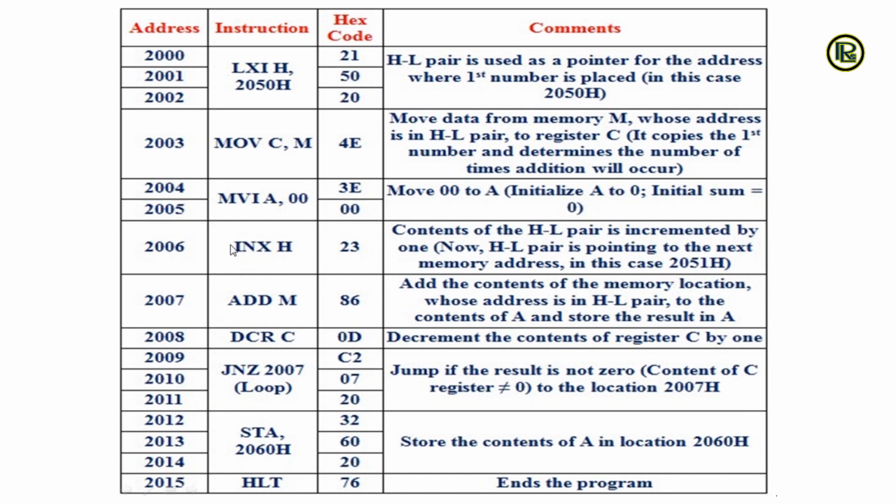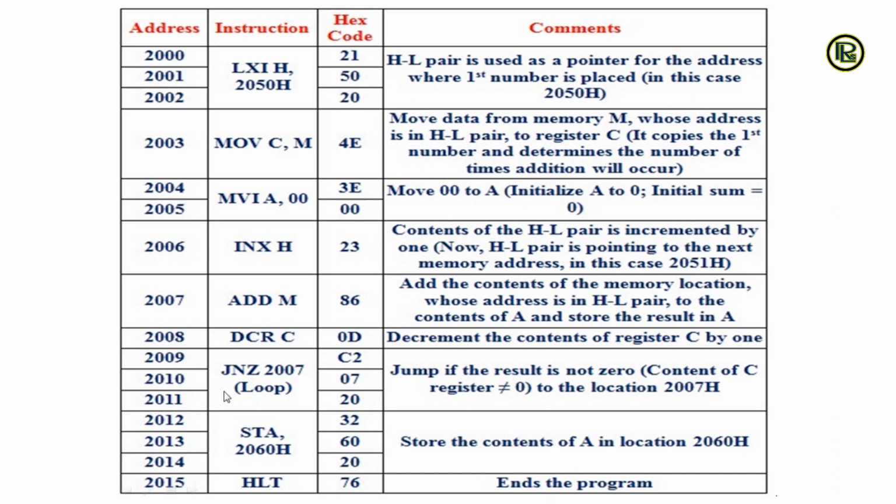Then as before, it increases the contents of HL pair by 1. And now again HL pair is pointing to the next memory address, in this case 2051H, and the command is INX H. Then we have to add the two numbers. Then it will decrease the contents of register C by 1. So the command is DCR C.